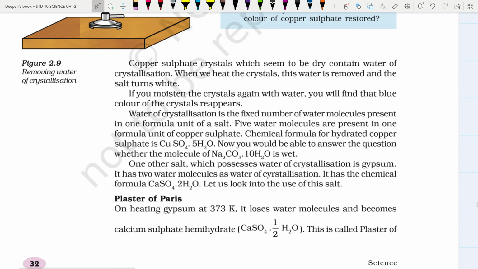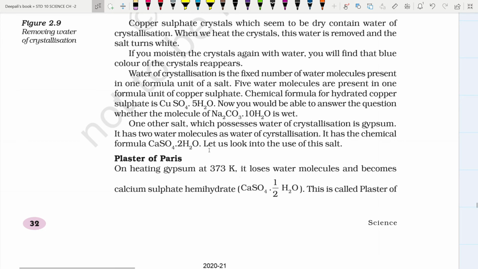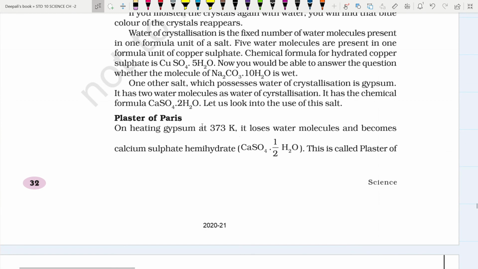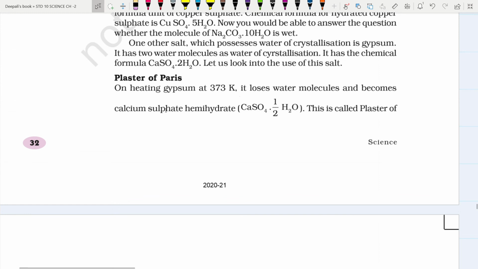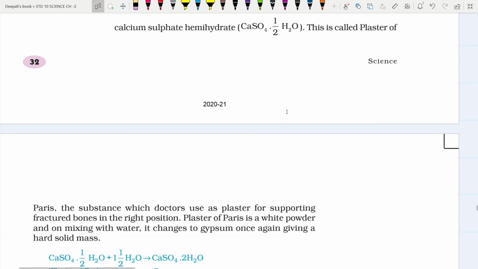Another salt which possesses water of crystallization is gypsum. It has 2 water molecules as water of crystallization. It has chemical formula CaSO4·2H2O. Let us look into the use of this salt. Plaster of Paris. On heating gypsum at 373 Kelvin, it loses water molecules and becomes calcium sulfate hemihydrate, that is CaSO4·½H2O. This is called plaster of Paris, which in common is known as POP.